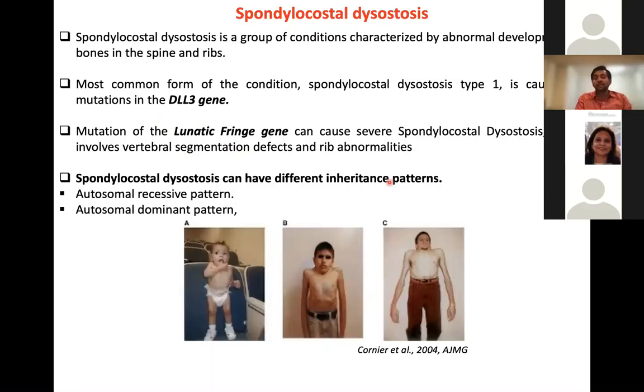I will show you the animal model where we have knocked out this lunatic fringe gene and how the mice model looks when we compare with the control mice. They also depend on both the autosomal recessive pattern and the autosomal dominant pattern.